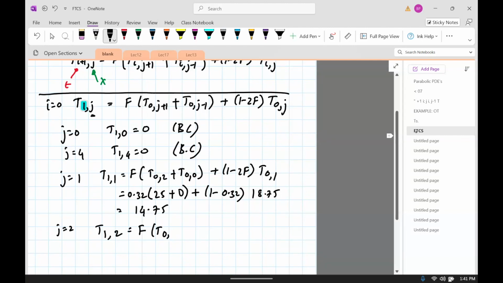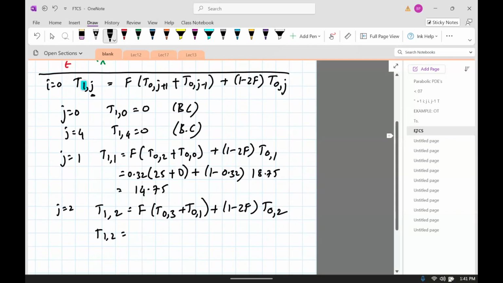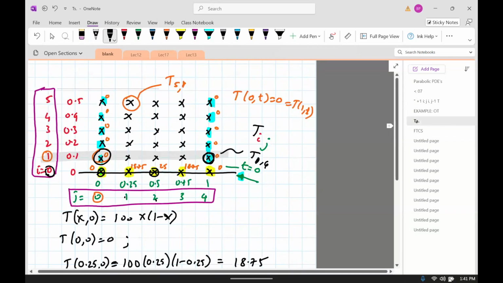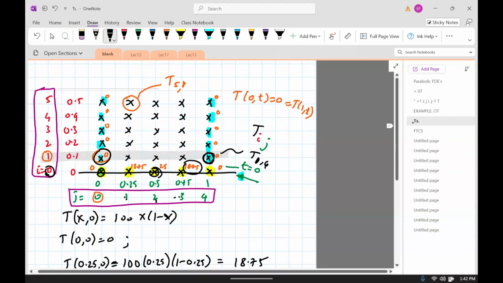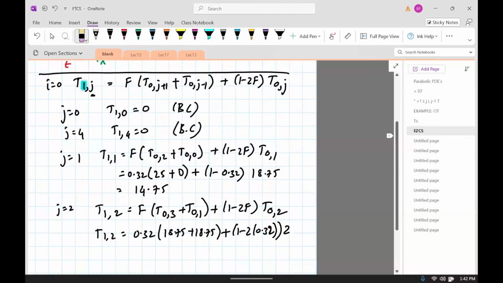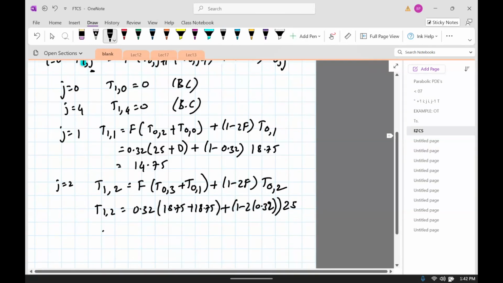T 0, comma 3 plus T 0, comma 1 plus 1 minus 2f, T 0, comma j is 2. 0.32, x is 0, y is 3, so it's this index, 18.75. 0, 1 is here, 18.75 again. Plus 1 minus 2 times 0.32, x is 0, y is 2, it's 25. So I get 21.